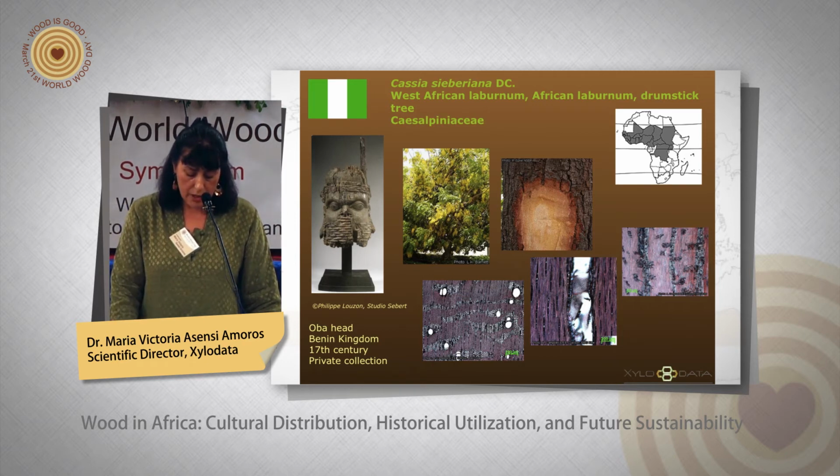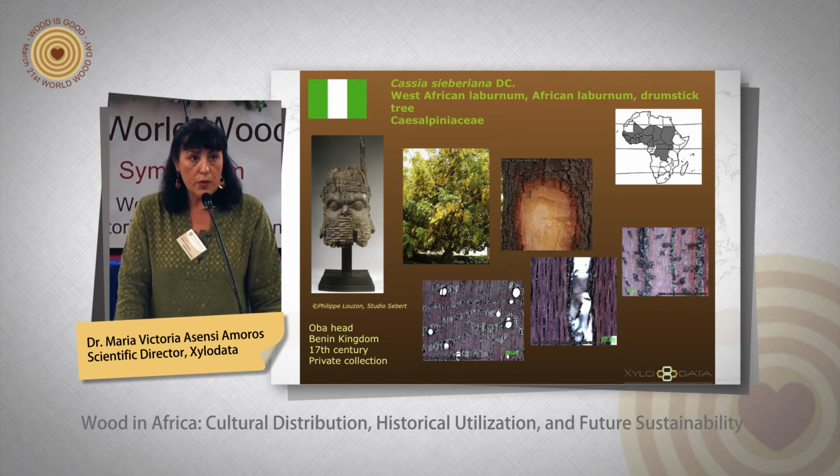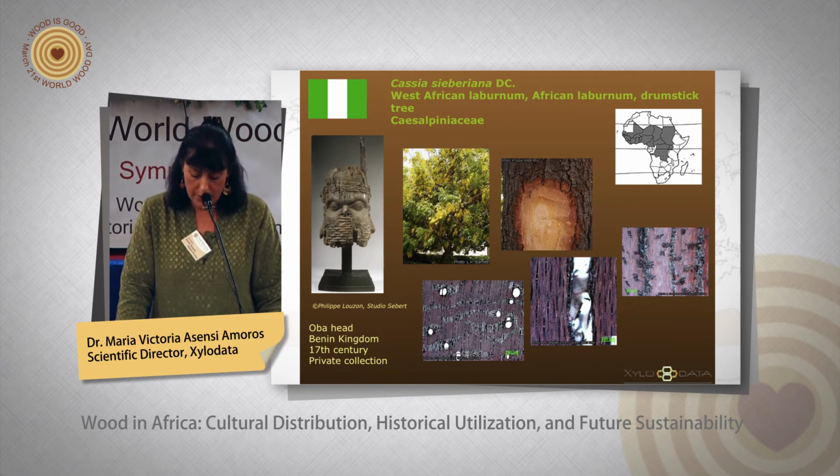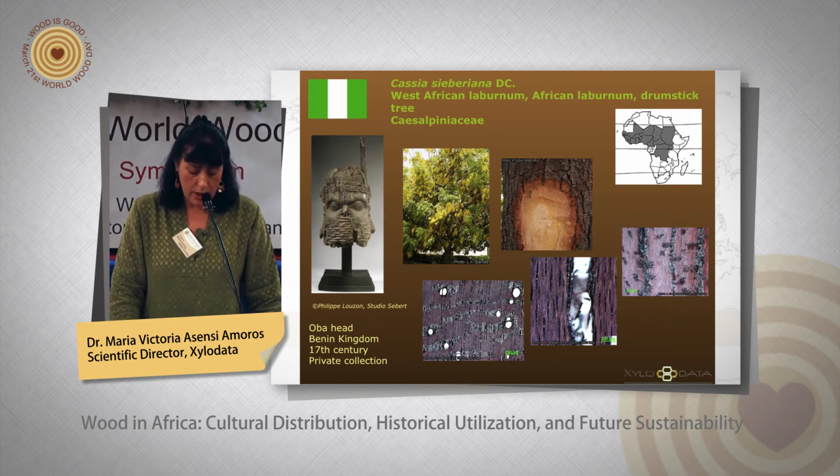The West African laburnum is a shrub or small tree up to 20 meters tall. The leaves, roots, and pods of Cassia siberiana are widely used in traditional medicine. The root and seeds are also used as a fish poison in Ivory Coast and Nigeria.